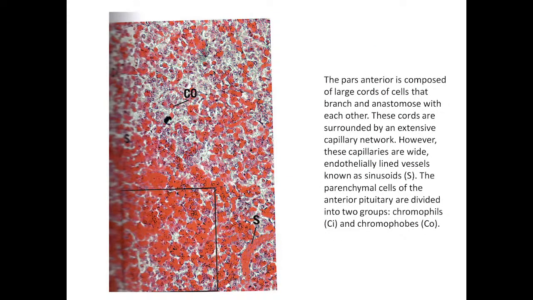The pars anterior is composed of large cords of cells that branch and anastomose with each other. These cords are surrounded by an extensive capillary network. However, these capillaries are wide, endothelial-lined vessels known as sinusoids. The parenchymal cells of the anterior pituitary are divided into two groups, chromophils and chromophobes.